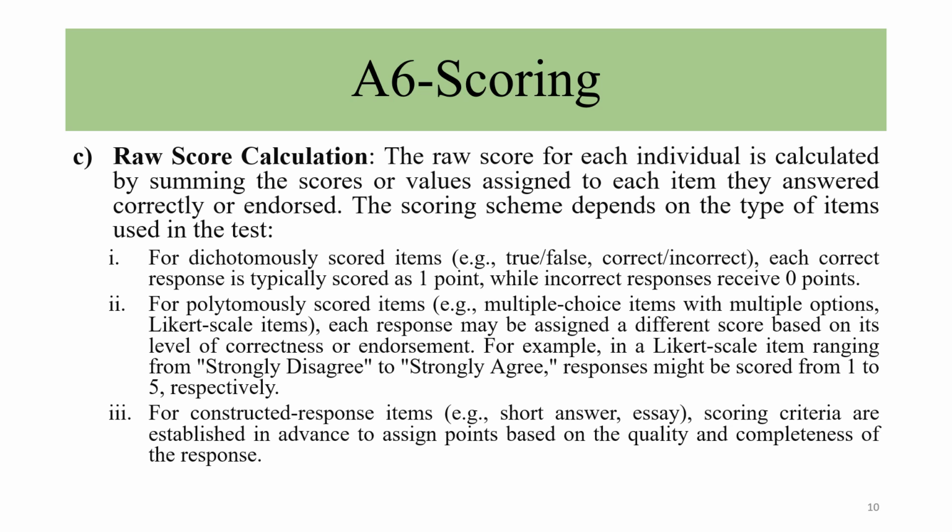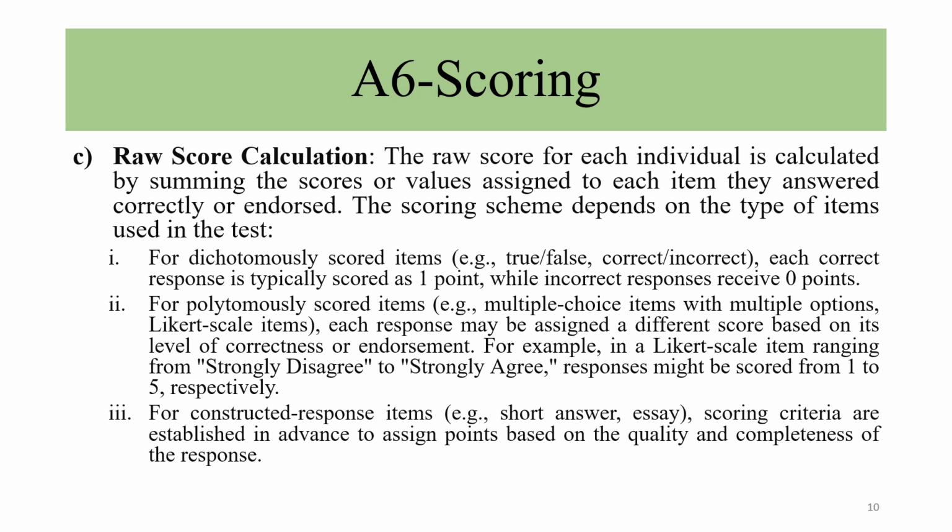For example, in a Likert scale item ranging from strongly disagree to strongly agree, responses might be scored from 1 to 5 respectively. So instead of 0 and 1, in polytomously scored items, in the case of the Likert scale, we use the response range from 1 to 5.